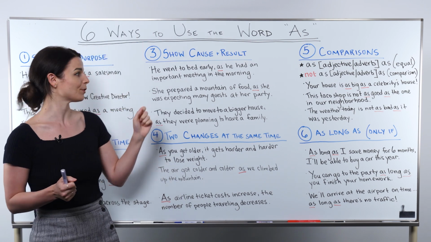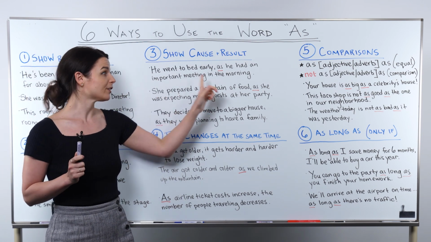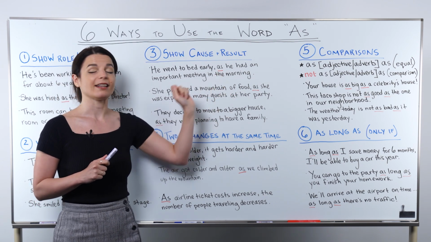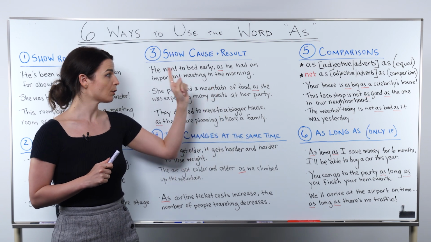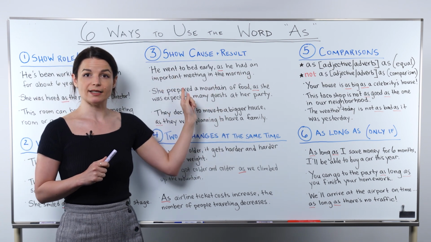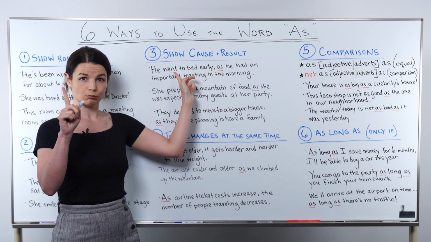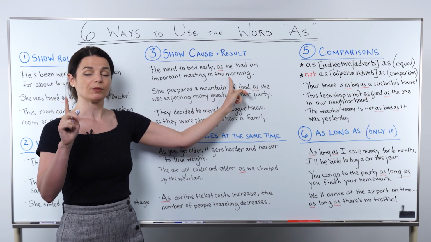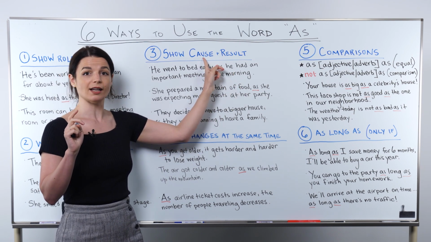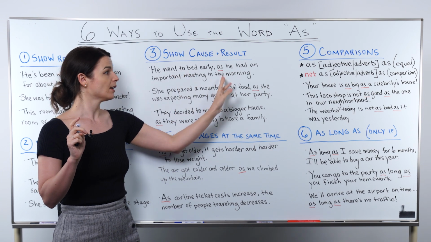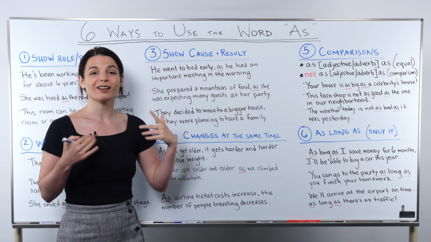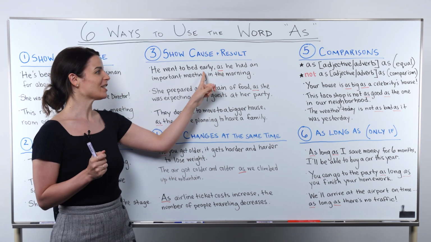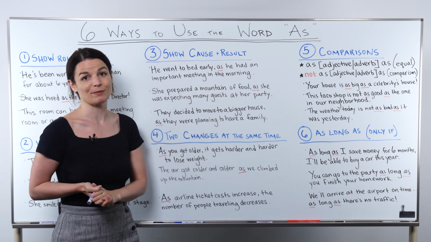So let's look at the examples. First, he went to bed early as he had an important meeting in the morning. So here we have our two independent ideas. He went to bed early, this is the action, as he had an important meeting in the morning. This is the cause of this result, okay? So we have the reason for something. You can think of this as in the same way as because, right? He went to bed early because he had an important meeting in the morning.